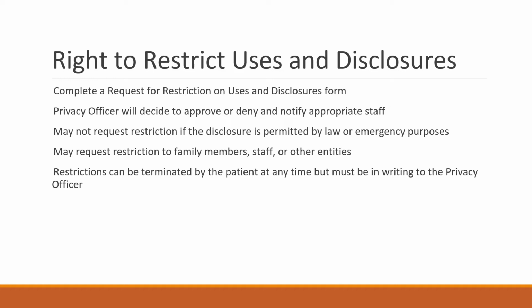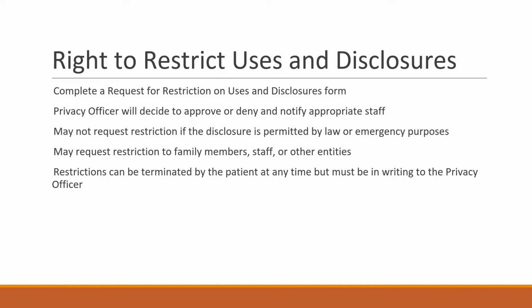They may request restrictions to family members, staff, or other entities. So if they do not want their family members gaining access to certain information, or certain staff or other entities, they can put a restriction on that. Once again, you want to get that restriction in writing, and the privacy officer will decide whether to approve or deny it, and they will notify the appropriate staff. Restrictions can be terminated by the patient at any time, but must be in writing to the privacy officer.